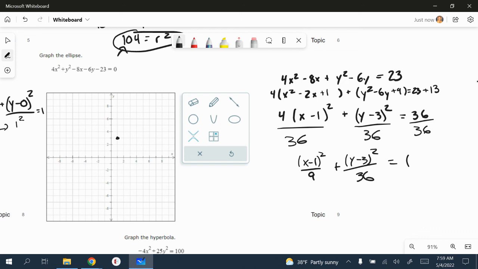And then in the x direction, that's like 3 squared, so I'll go 3: 1, 2, 3, and 1, 2, 3. And then in the y direction, that's like 6 squared, so I'm going to go up 6: 1, 2, 3, 4, 5, 6. And I'm going to go down 6: 1, 2, 3, 4, 5, 6. And again, I'm not doing the best job of drawing. This is tough on a computer, but that would be approximately my ellipse.